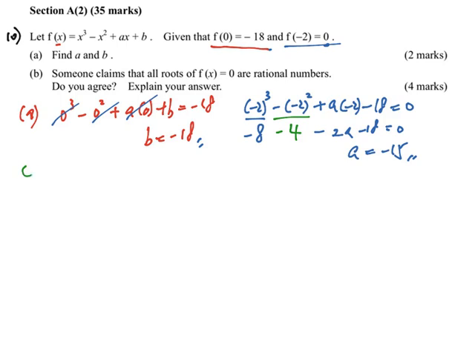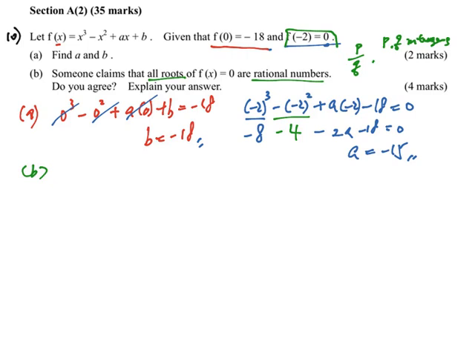Next, part B. Someone claims that all roots are rational numbers. So a rational number means it is a fraction, p over q, where p and q are both integers. So let's see. We'll make use of f(negative 2) equals 0. That means it's divisible by x plus 2.